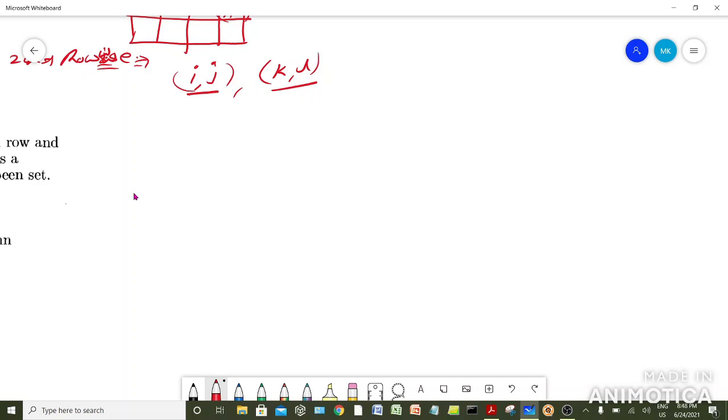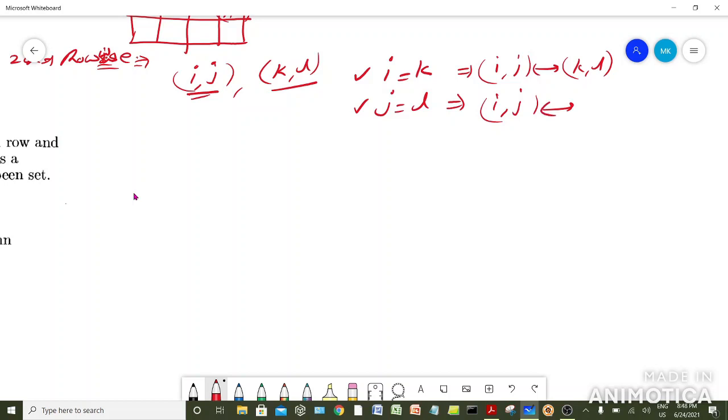We just put a check: if i is equal to k, it means the queen at (i, j) will be facing the queen at (k, l). So this is the first condition. Now move to the second one. If two queens are facing each other column wise, we make a check between j and l. If j is equal to l, it means the queen at (i, j) was facing the queen at (k, l) column wise. So this is the condition for the second implicit constraint. Now move to the third one.